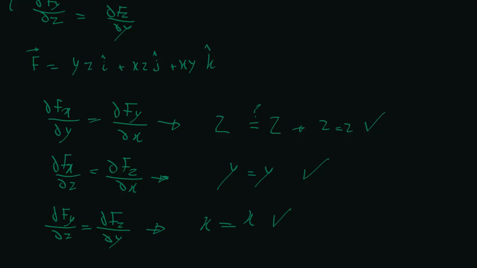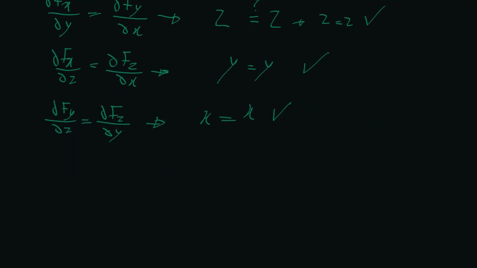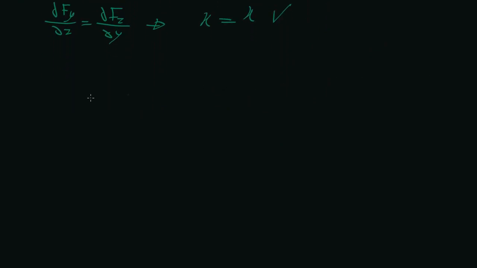So now, if we are able to find phi for function F, then we would say that F is conservative. So let's see if we can find function phi and how we can actually find it. So we have F equal to yz in the i direction plus xz in the j direction plus xy in the k direction.